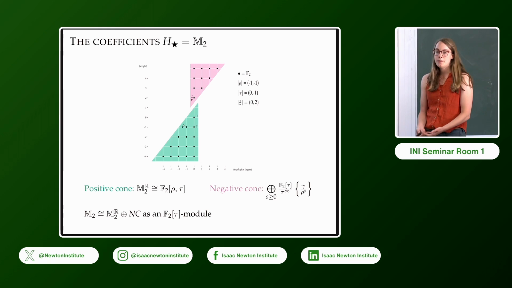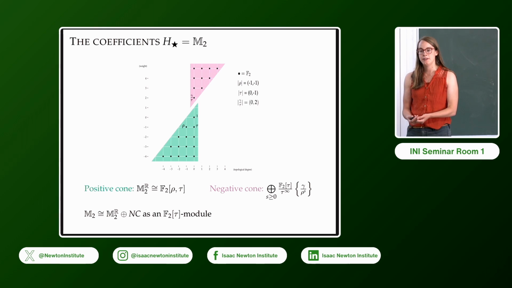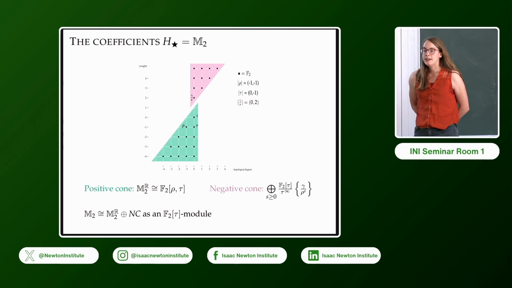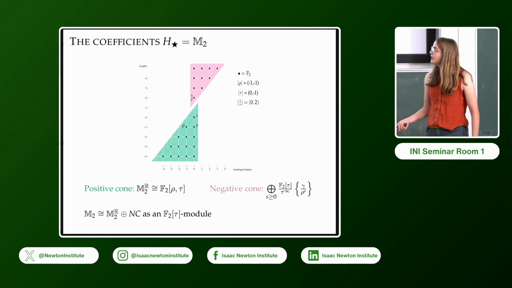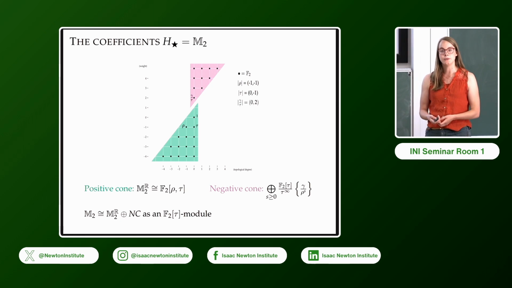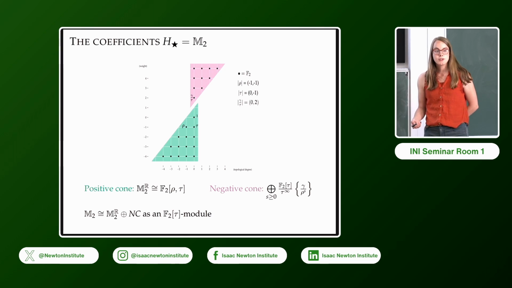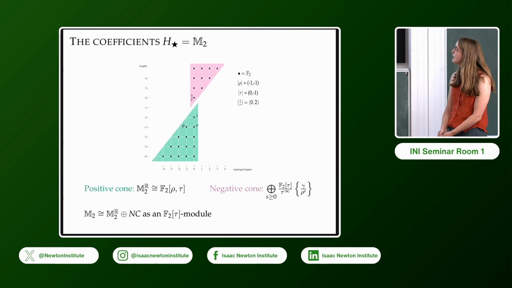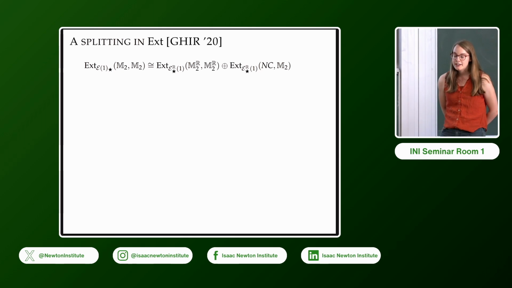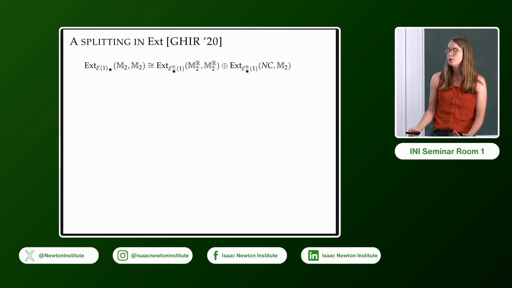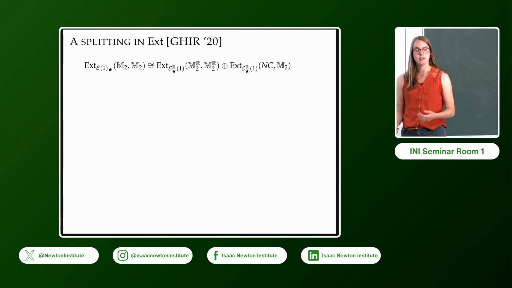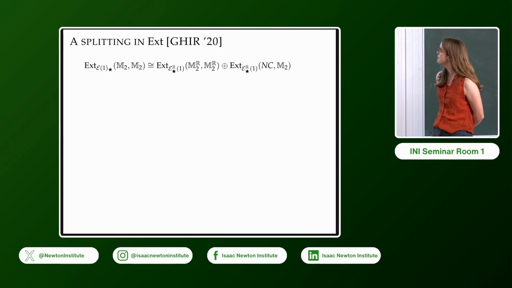So what's useful about this description of the coefficients is that they are a square zero extension of the positive cone, which is isomorphic to the real motivic coefficients, direct sum of the negative cone, and this is as an F2[tau] module. So Yu, Hill, Isaacson, and Ravenel use this to observe that this descends to a splitting also on X. In general, there's also a Tor term, but it vanishes in this particular case.